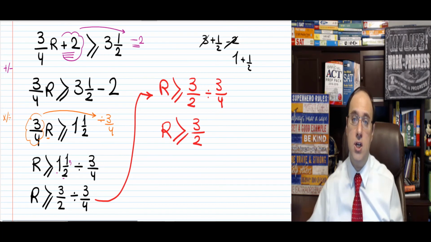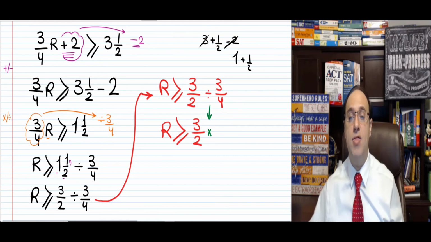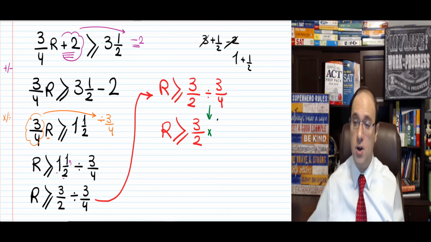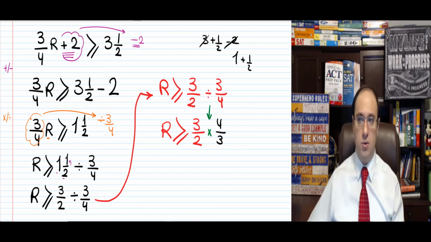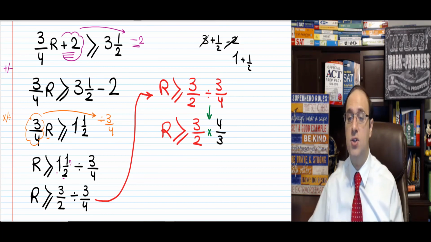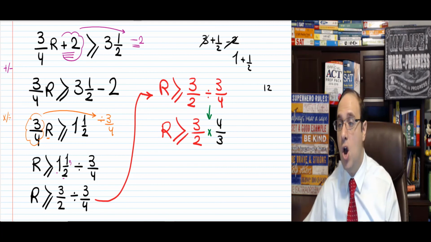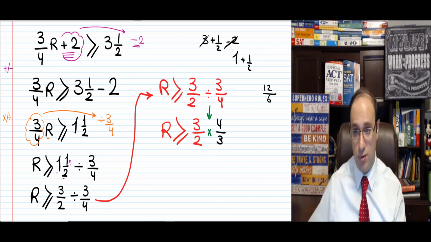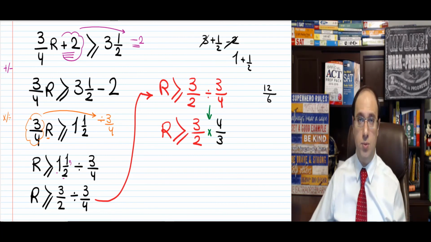Change the division into multiplication, right? And then flip the fraction. 3 over 4 becomes 4 over 3. This is called the reciprocal, remember? Super. Now, there are two ways to do this. The usual way is to multiply the numerators together. So we get 12, 3 times 4 is 12, over 2 times 3 is 6, so it's 12 over 6, and then simplify.